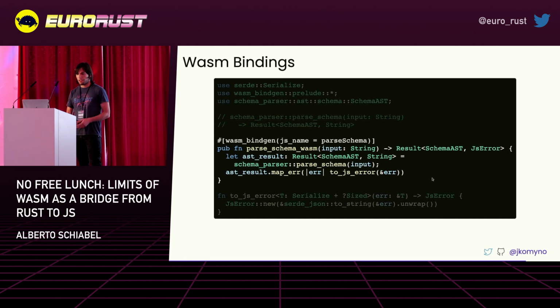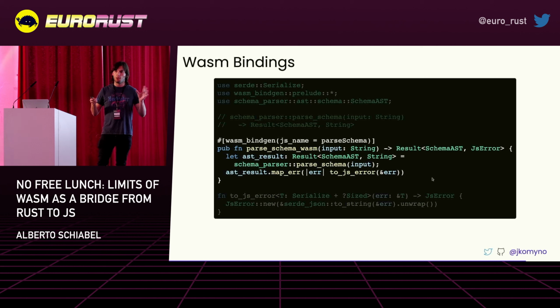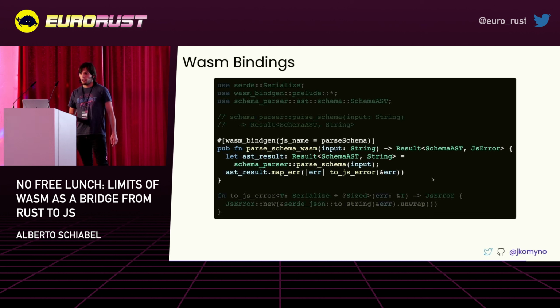Here we see this is the function that we expose from Rust to JavaScript. Parse schema wasm, it just accepts an input string. We see it's able to return a result. So this translates into just a value on JavaScript land or an error, like an expected error that you need to try catch, basically. We see that we have a complex return value from that parser schema. It returns that schema AST.